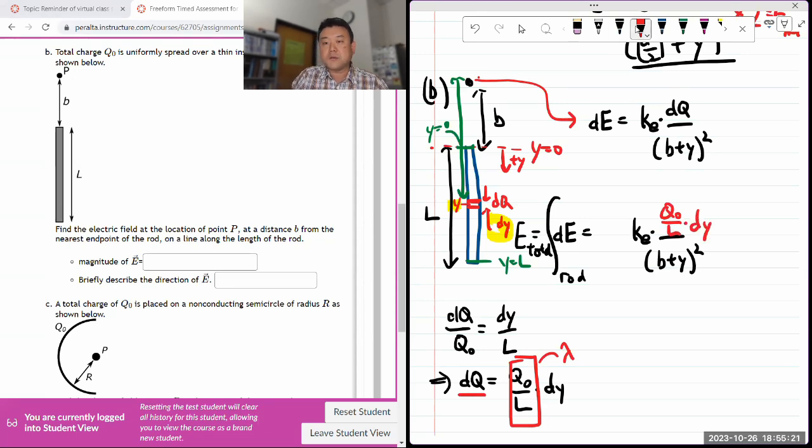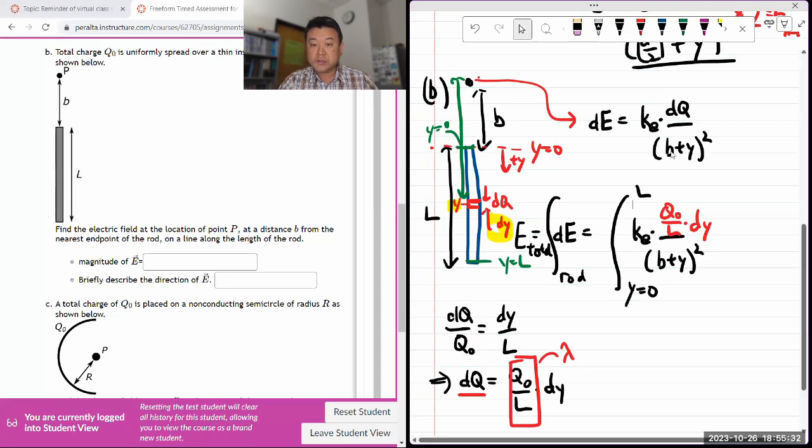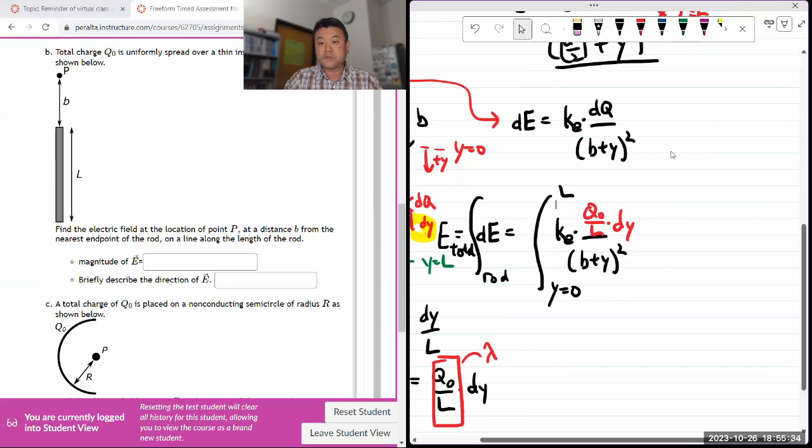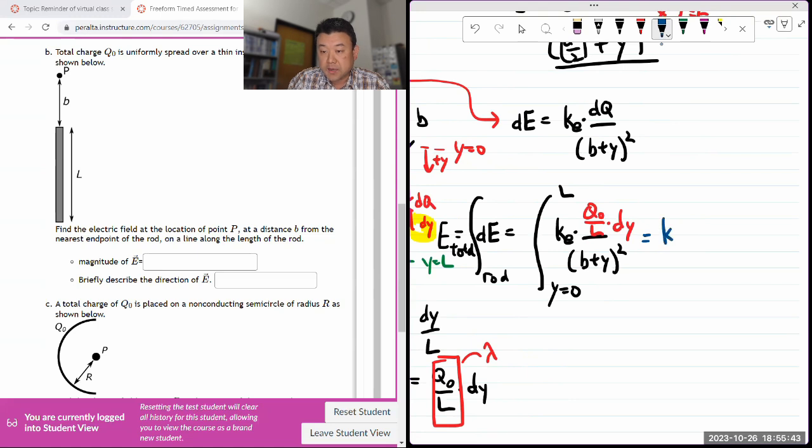Then now you have some idea to integrate this with respect to y from 0 to L, and that's going to be over the whole rod. So let's try doing this integral. Let me just scroll to the right and do that integral. I'm going to factor out all the things that are constant, things that don't depend on y. That's going to be ke Q naught over L, and everything else depends on y. Y is equal to 0 to L.